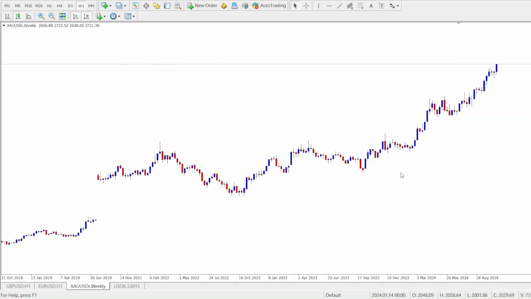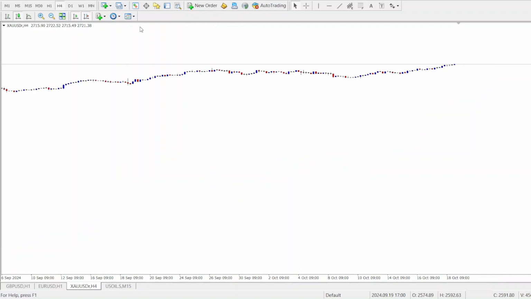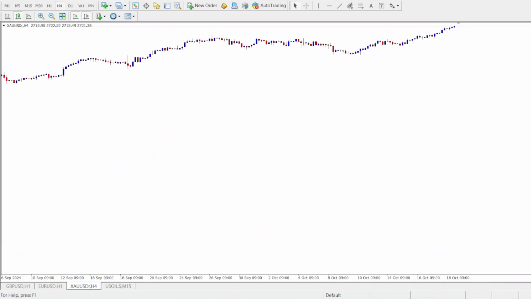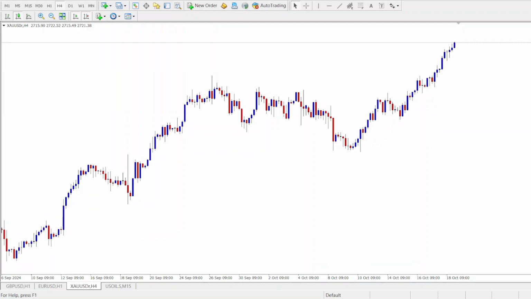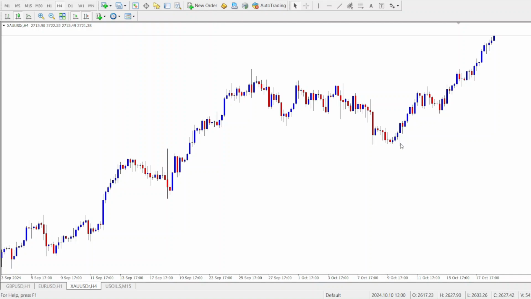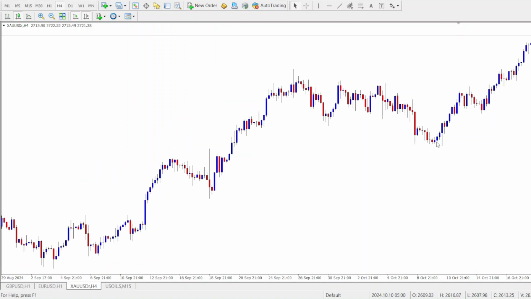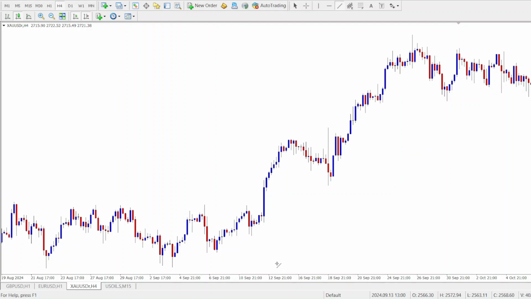You need to identify swing highs and lows when you want to draw trend lines. We can see that we have higher highs around here. So these are higher lows, sorry. We have higher lows around here, so we just need two initial points to draw our trend line.